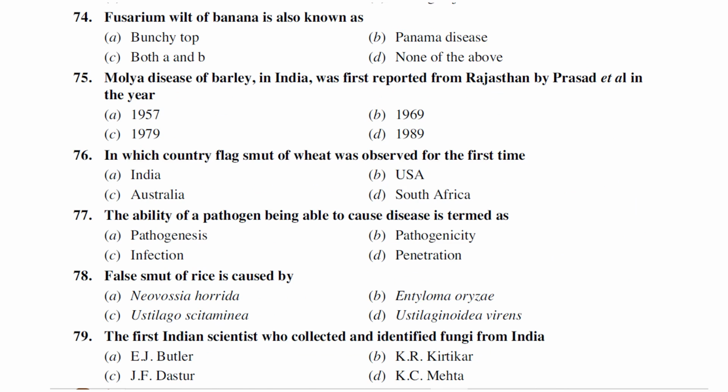Next one is fusarium wilt of banana, also known as bunchy top, A and B, Panama wilt, or none of the above. This fusarium wilt is also known as Panama wilt because it was first discovered in Panama. The next one: the Molia disease of barley in India was first reported from Rajasthan by Prasad et al.